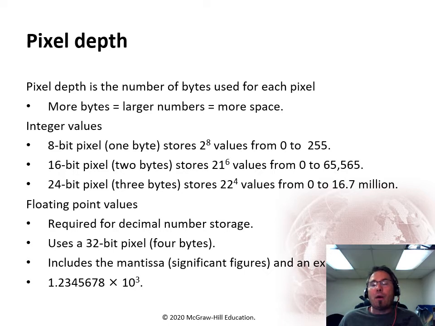Okay, so for a lot of what you're going to see, if it's a black and white image, you'll see 8-bit. And if you see lots of colors, it's usually 24-bit. And then if you're using any kind of continuous surface, they're almost always 32-bit floating point rasters.